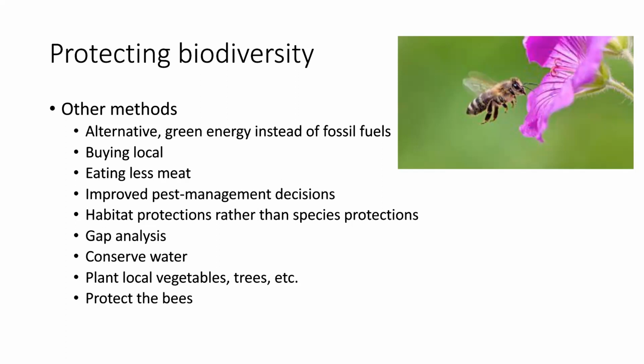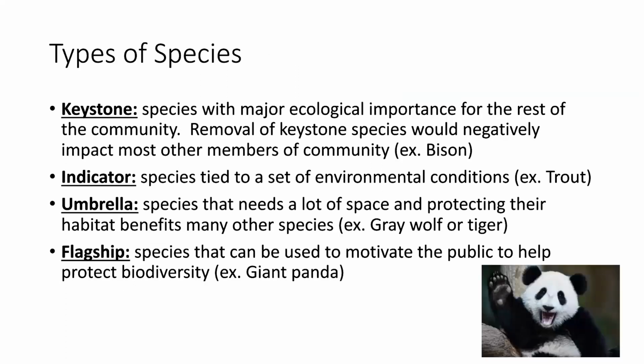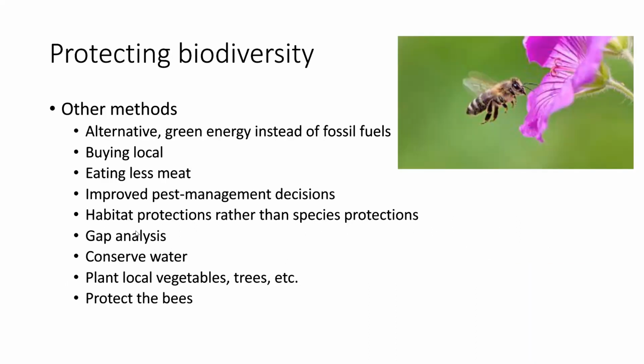habitat protections. So similar to the umbrella species, the reason that those are important or so useful is because if we protect those, we protect the large amount of land they need. We're protecting so many other things. So that's why people often suggest habitat protections rather than species protections.